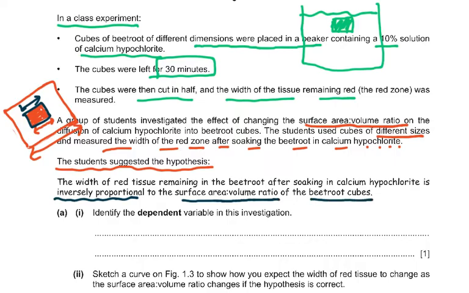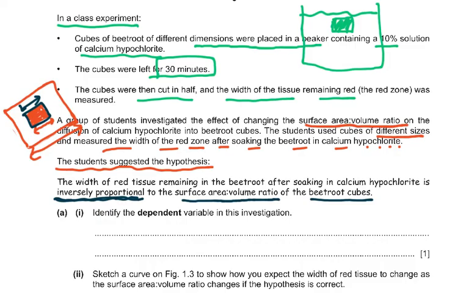So we have to understand this. It says the width of the red tissue is inversely proportional. So larger the surface area, lesser the red tissue left. Larger the surface area to volume ratio, because it's saying inversely, it didn't say directly proportional. So if we are increasing the surface area, then this width of the red tissue is going to decrease. Larger the surface area, lesser the red tissue left inside.